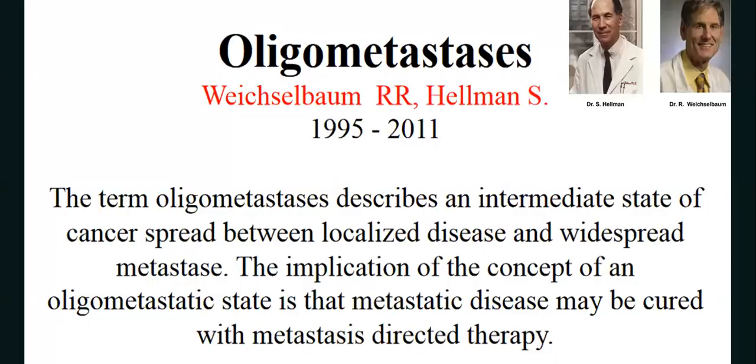The definition of oligometastasis is from 1995, coined by these two gentlemen. They described an intermediate state of cancer spread, between localized disease and widely metastatic disease. The concept of introducing this state is, could we possibly achieve cure rather than have a palliative direction to therapy? That was where the whole idea of oligometastasis started. But it's not as easy as that.